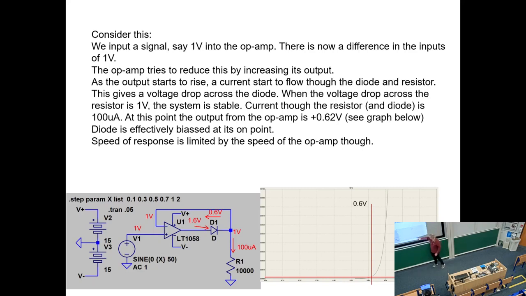So the output of the op-amp here is always sitting at this point here, ready to turn on really fast. Yeah, you can zoom in and have a look. It's not quite perfect because the op-amp doesn't have an infinite gain, but you know, much better than the diode on its own.